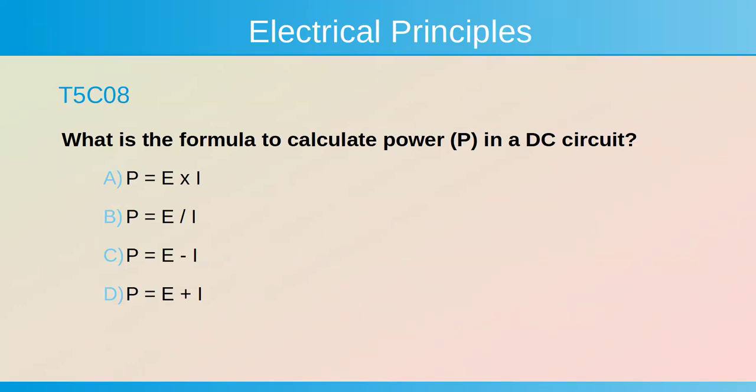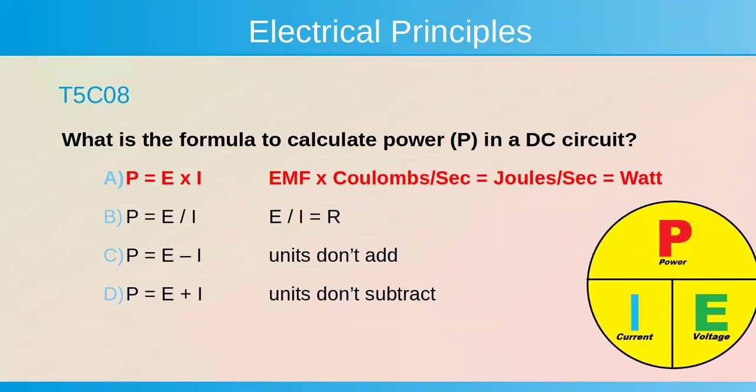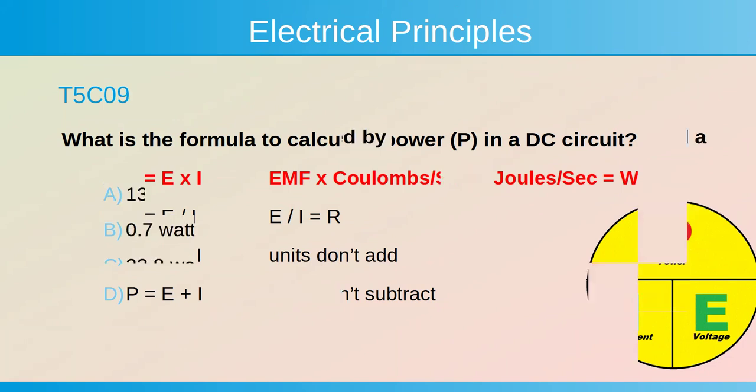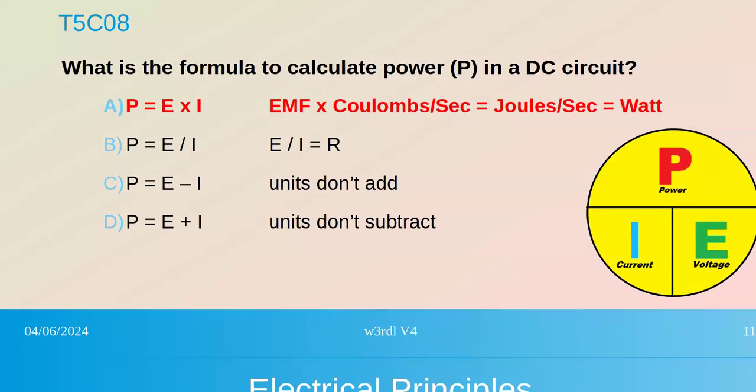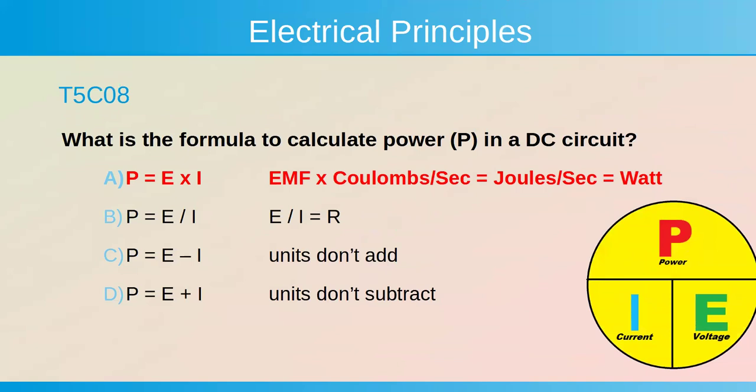What is the formula to calculate power in a DC circuit? So if I want P, Alpha. So it's the EMF times the coulombs per second or joules per second. And once again, you notice we have 2 answers down here in left field, so they can't be correct.